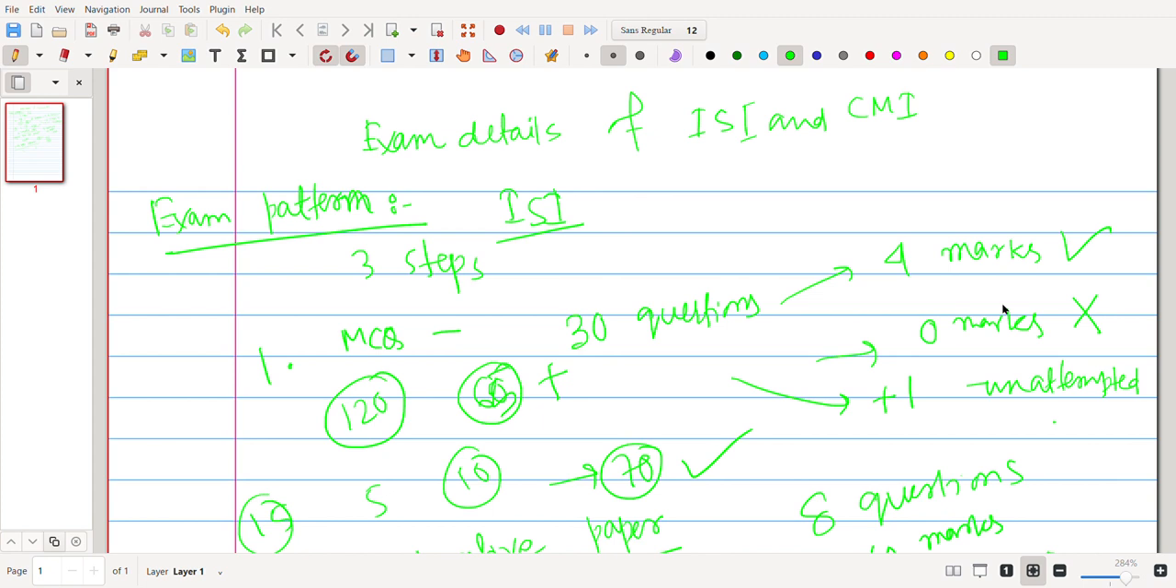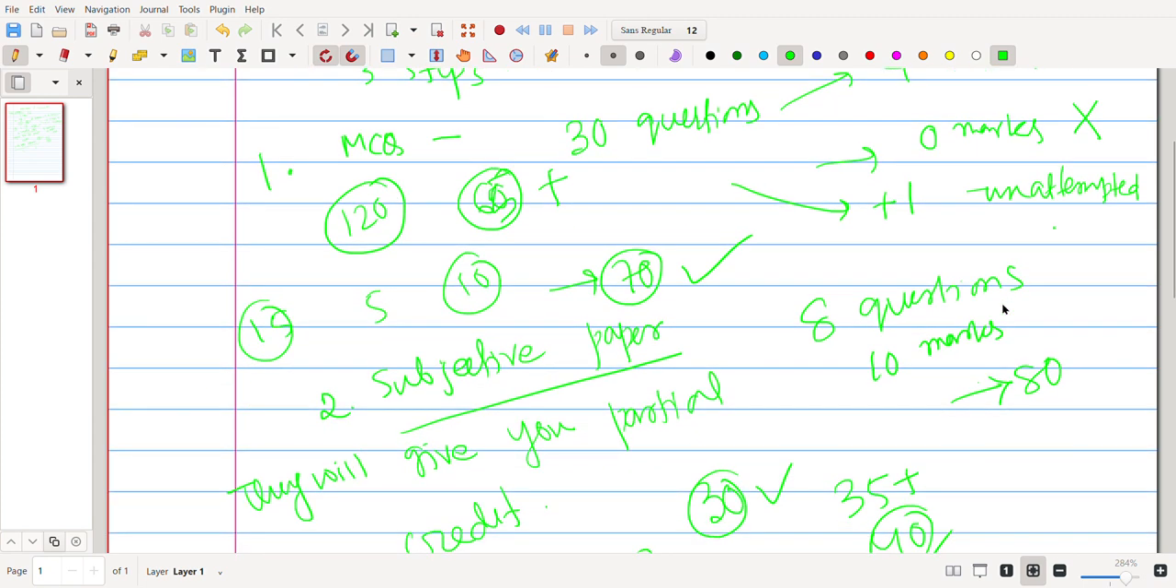If you do it wrong, you will get 0. If you leave it unattempted, you will get +1. So that means if you leave all the questions, you will get 30 marks, but definitely you will not qualify, because 30 marks is not enough to qualify. So that is not a case.